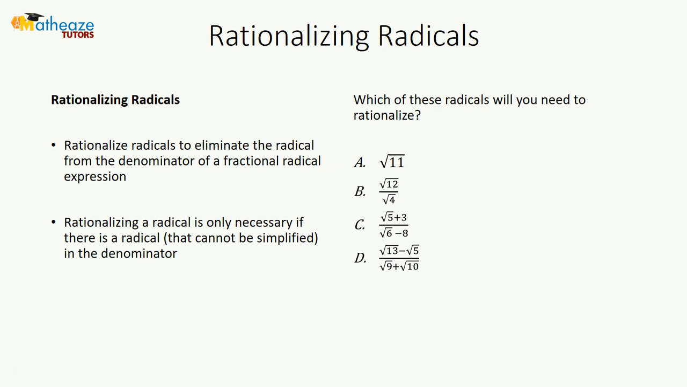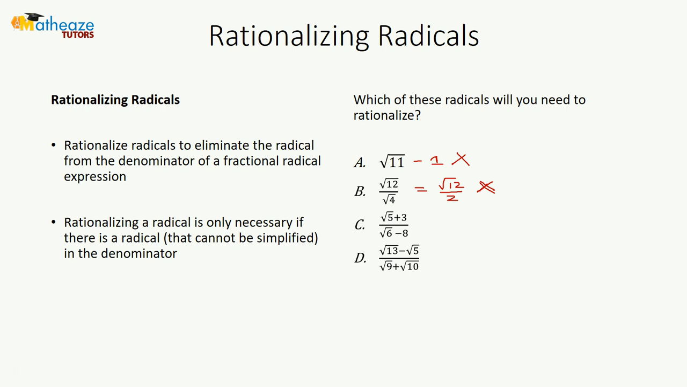And rationalizing is only necessary if you have a radical that cannot be simplified in the denominator. So let's look at these examples here. Which of these do you think we need to rationalize? Here, in this case, the denominator is 1, so we don't need to rationalize this. Now look at this right here. We have a radical, but it can be simplified to square root of 12 over 2. So this doesn't need to be rationalized.